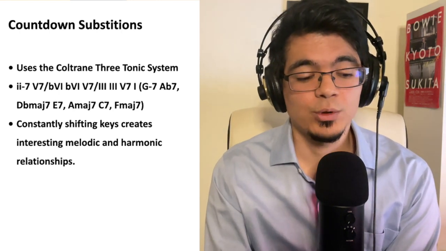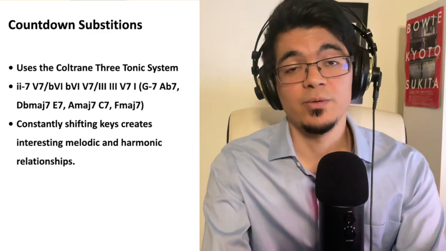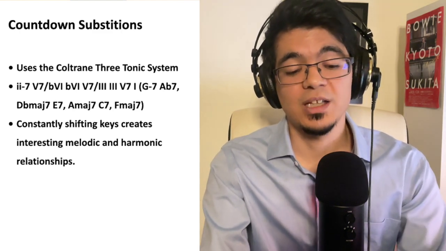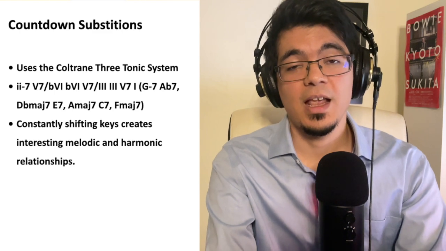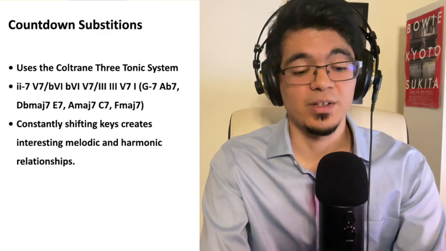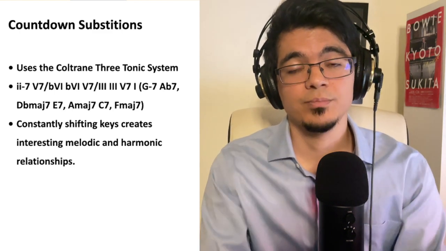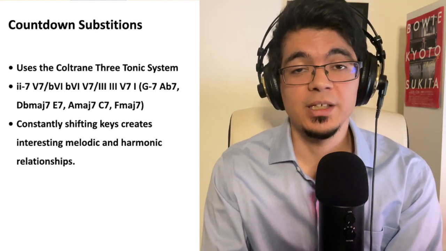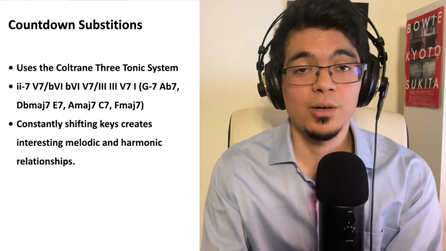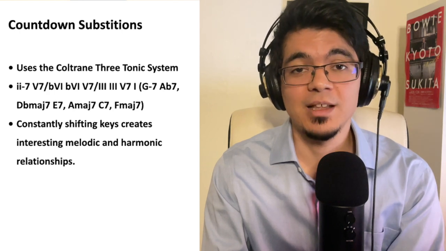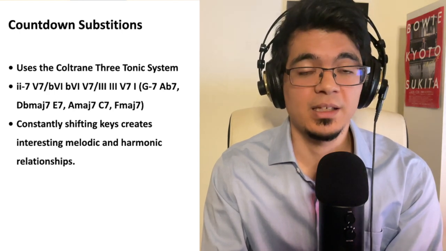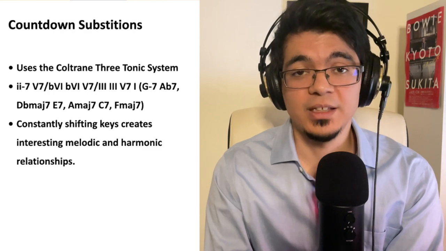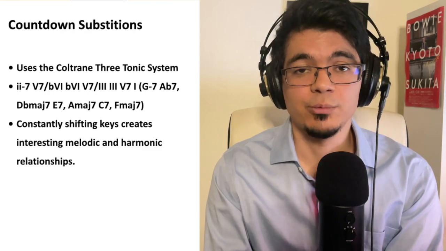In this case, we're going to end up with the chord progression of G minor 7, A flat 7, D flat major 7, E7, A major 7, C7, F major 7. What you'll notice is that we're very quickly moving between keys that are very far apart from one another, leading to great levels of dissonance and really unexpected note choices. Here are some sample phrases using this particular reharmonization.